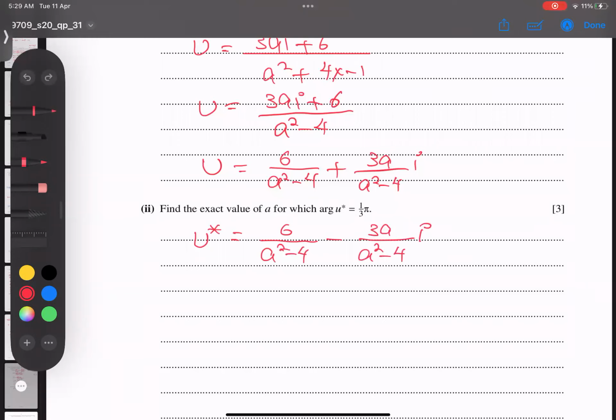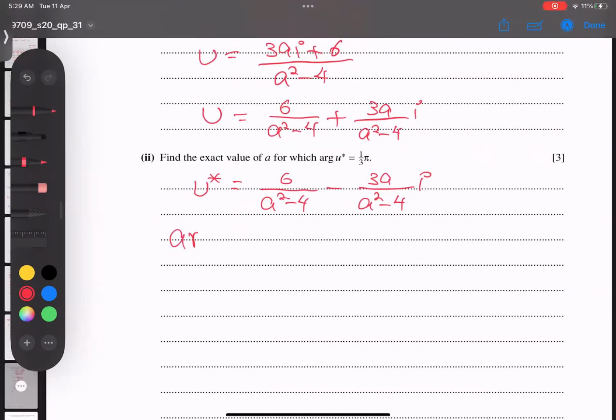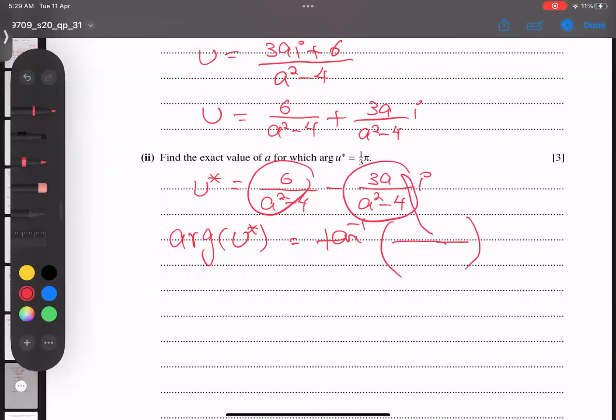And what is the normal way of argument, students? The argument of u star is very clear. It is tan inverse of the I coefficient, whatever the I coefficient is, keep it up, I mean the complex part by the real part. The complex part and real part is this. So let's start. 3a over a square minus 4 and 6 over a square minus 4, but the minus sign is still there.